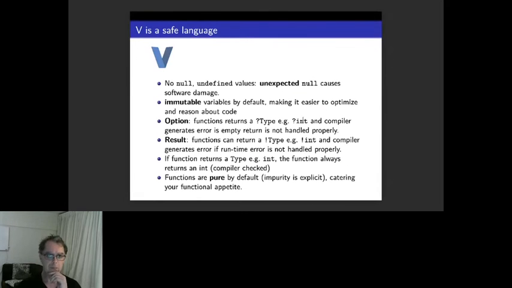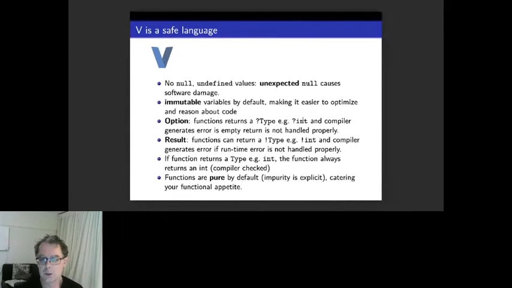V is also a very safe language, so there are no null or undefined values, because according to many modern languages, unexpected null values cause lots of software problems. So functions returning null values or non-values when they are supposed to give return values are causing all kinds of trouble. Rust has a different solution for that, but many other languages do cope with that. Immutable variables by default, making it easy to optimize and reason about code.